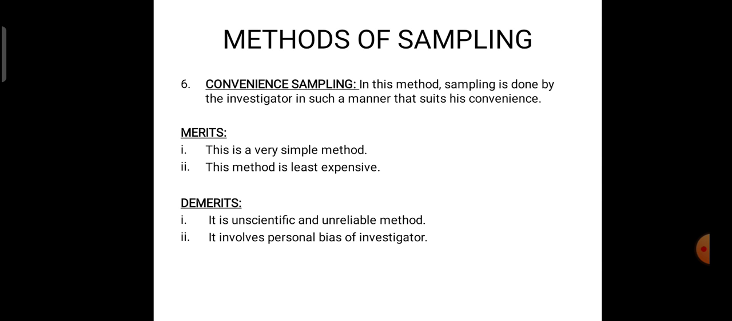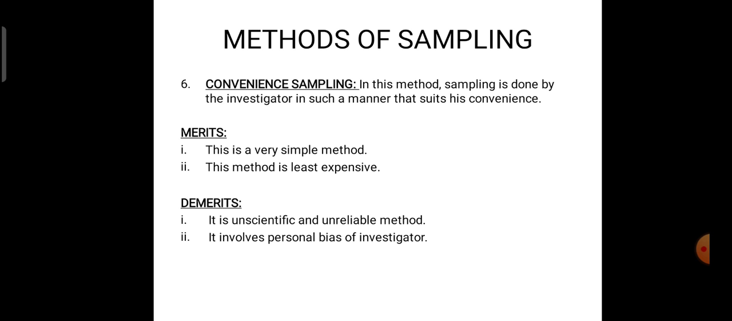Okay, for example, if the students are asked to collect data about other students, then they will collect the data about those students who are their friends. Okay, whose contact numbers are with them. So whatever is available to you conveniently, if you are including those items in your sample, then it is known as the convenience sampling.